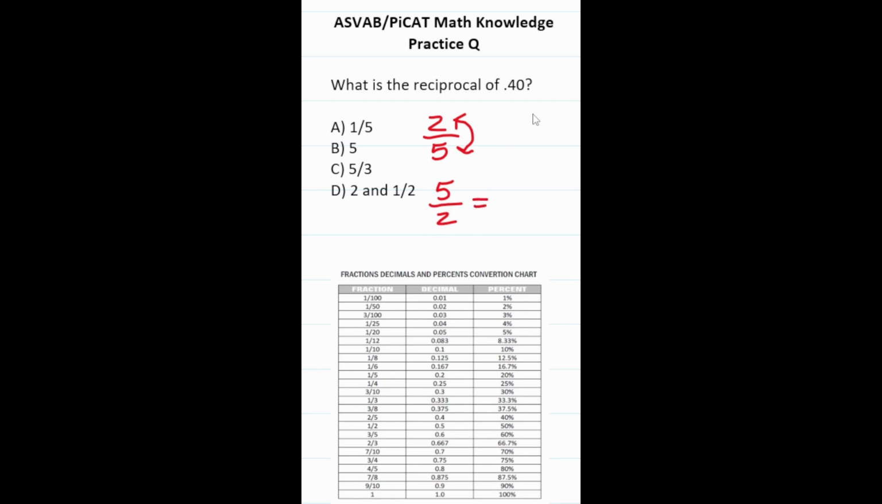To convert this to a mixed number, we can do long division, notably 5 divided by 2. 2 goes into 5 2 times without going over. 2 times 2 is 4. 5 minus 4 is 1. So this 2 is going to be our whole number. This remainder of 1 is going to be our numerator, and this 2 is going to be our denominator. So this one is D, 2 1/2.